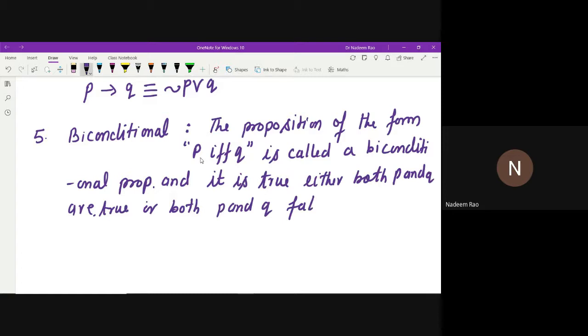The biconditional connective of two propositions will be true if both are true, and will be false if both are false. Okay, so it is true when either both P and Q are true or both P and Q are false. Either both are false or both are true, in that case it will be true. If one is false and one is true, then it will be false. And it is denoted by like this.